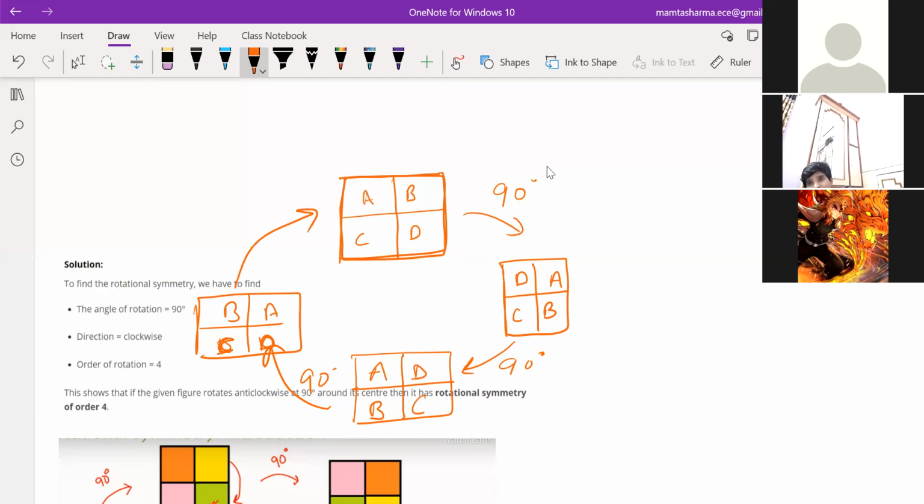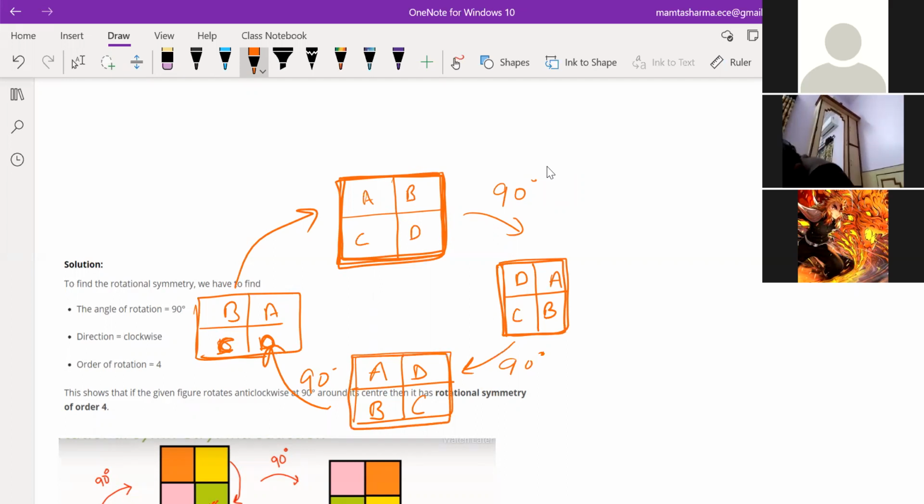This ABCD numbering is only done for understanding purposes, in order to make you understand. We have to see the shape only. In all the rotations, we don't have to figure out the location of ABCD. We have to figure out only the shape. The shape is the same in all the 4 rotations. So how many times is it looking the same?